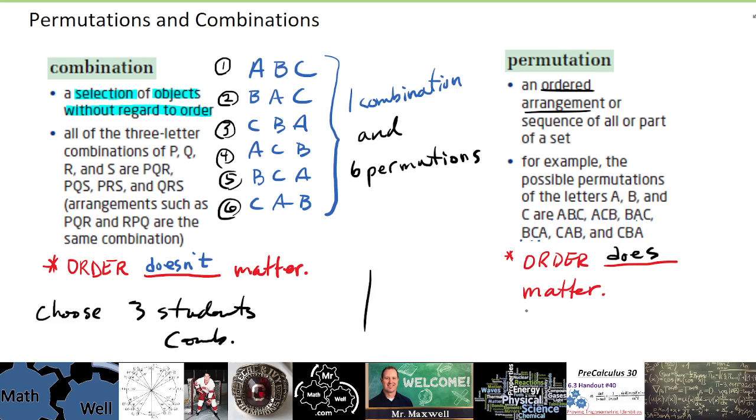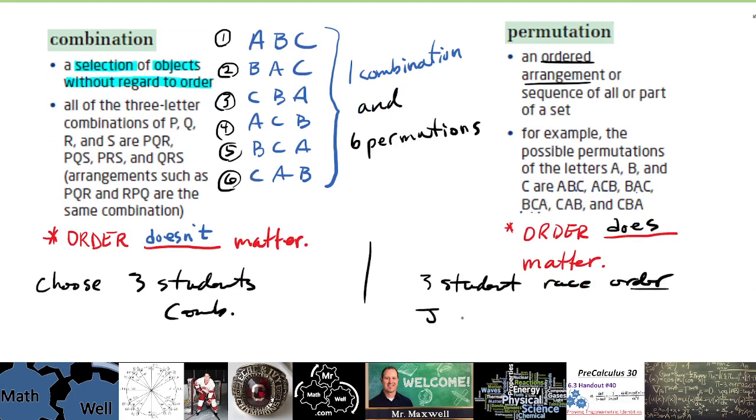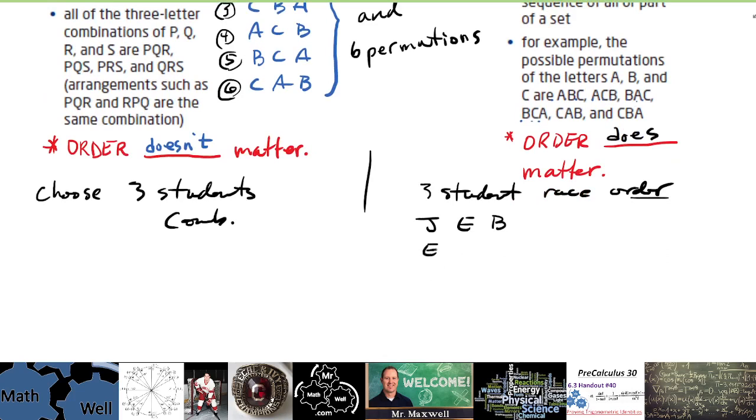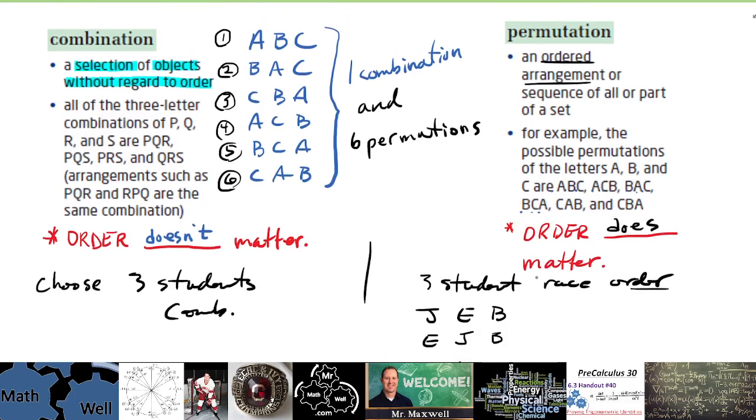Over here, an example would be: how many ways can 3 students finish first, second, and third in a race? Obviously the order does matter, because let's say we have Jason and Emmanuel and Ben, in that order. Congratulations, Jason, you got first place. That's definitely different than if Emmanuel wins and Jason comes in second and poor Ben is still third. Sorry, Ben, you get third. So again, the order matters in that type of question.